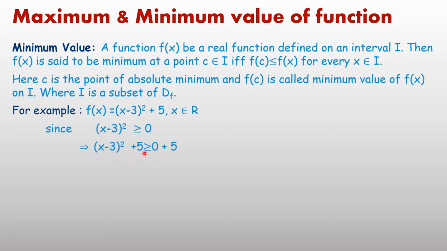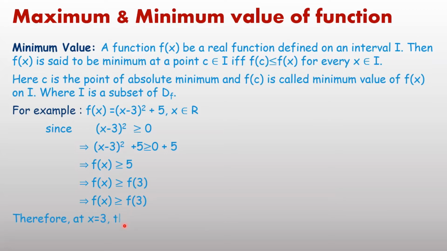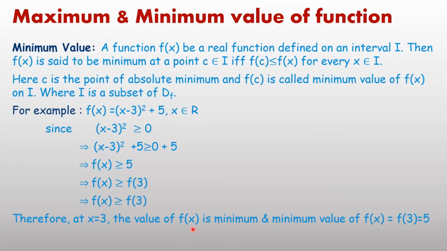(x minus 3) whole square plus 5 is always greater than or equal to 0 plus 5, or f(x) is greater than or equal to 5, because 0 plus 5 equal to 5, and 5 is the value you get for the function if in place of x we write 3. It implies 5 is the value of f(3). Therefore you can say f(x) will be greater than or equal to f(3). Hence at x equal to 3, f(x) is minimum, because the minimum value of f(x) is 5 at x equal to 3. In this process we can find the maximum or minimum value of a real function.